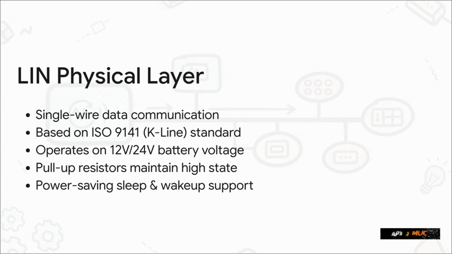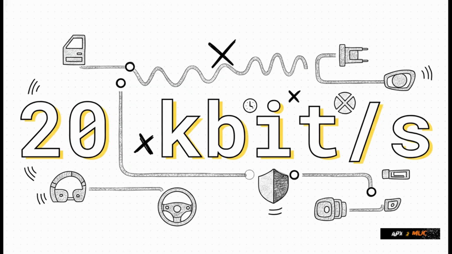And rather than dynamic setups, everything is strictly predefined using a static LIN description file, or LDF. That means the network behaves exactly the same way every single time you turn the key. Now, lock this number in your head, 20 kilobits per second. That is the absolute maximum speed of a LIN bus.